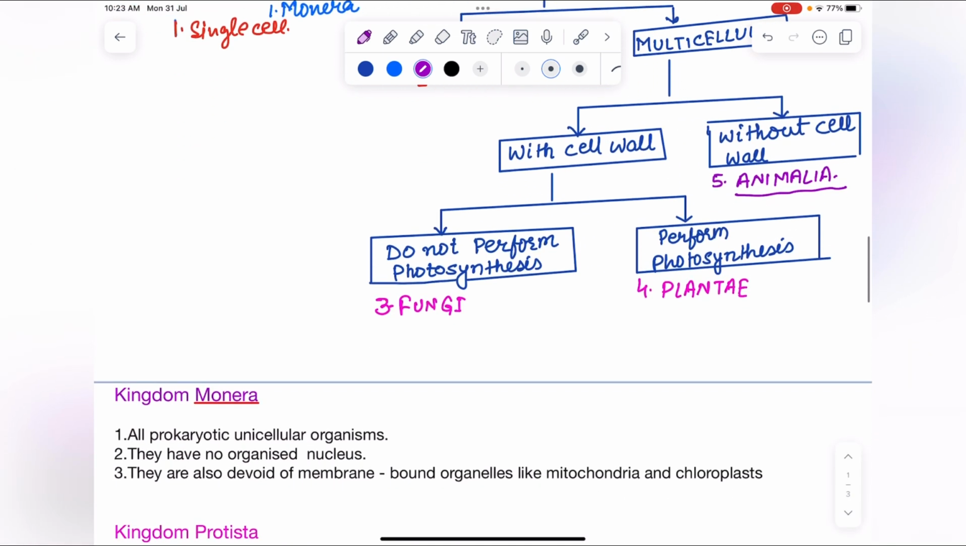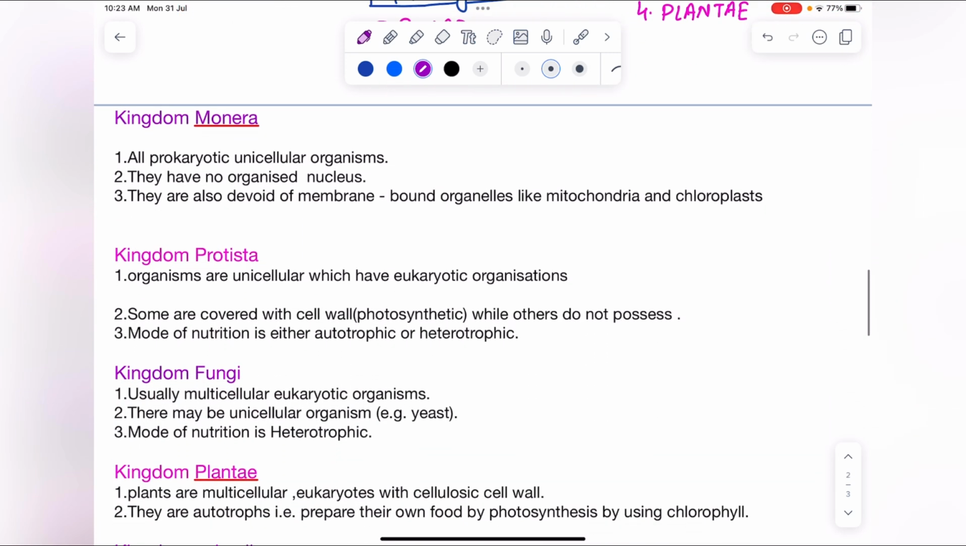Now, I am going to explain about kingdom Monera. In kingdom Monera, all prokaryotic unicellular organisms will be there. This is very important: all the prokaryotic and unicellular organisms are Monera. The second point is they have no organized nucleus; the genetic material is present in the cytoplasm. The third point is they are also devoid of membrane-bound cell organelles, for example mitochondria and chloroplast.